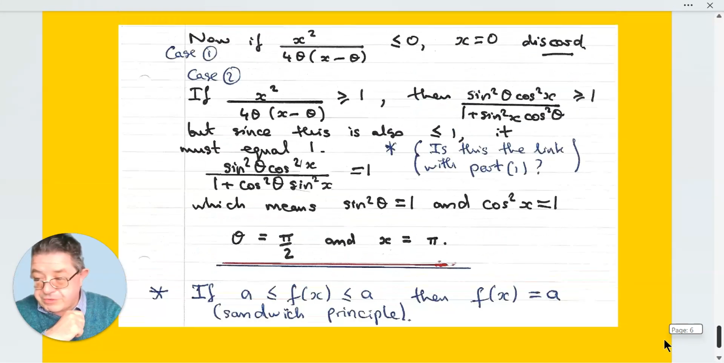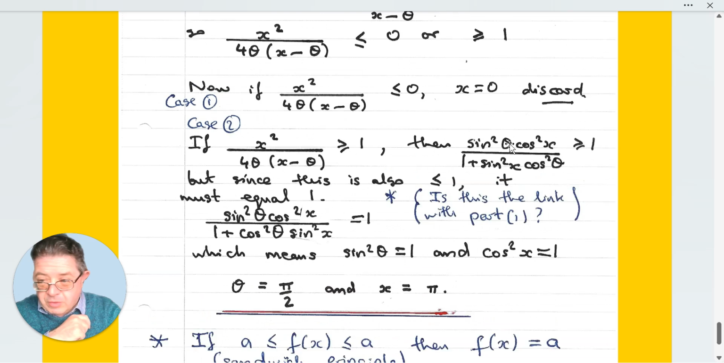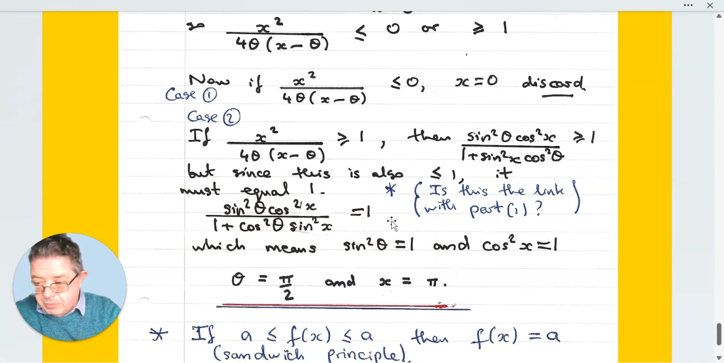The second case we are more interested in: the expression is larger than or equal to 1, so the right-hand side is also greater than or equal to 1. Now we just showed that this expression was less than or equal to 1, so we have the left-hand side here being greater than 1 and less than 1 at the same time. There's only one way that can work, which is when the top and the bottom both equal 1. And the only way that's going to work is sine squared of θ is 1 and cos squared of x is 1. So θ is π/2 and x is π.